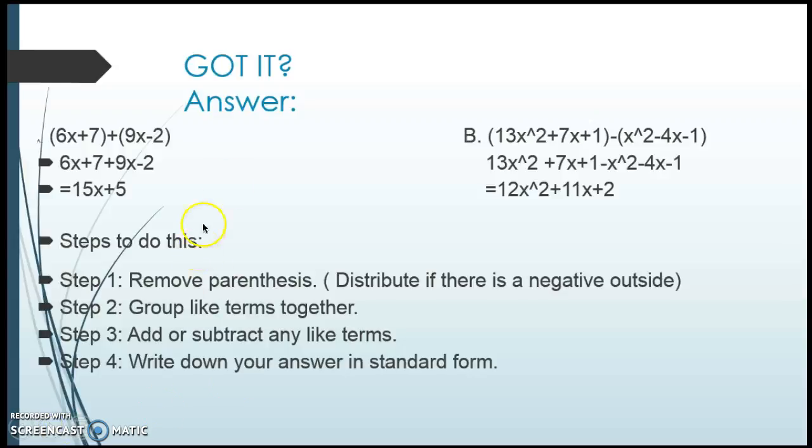Got it? Answer: 6x plus 7 plus 9x minus 2 equals 15x plus 5. B. 13x squared plus 7x plus 1 minus x squared minus 4x minus 1 equals 12x squared plus 11x plus 2.